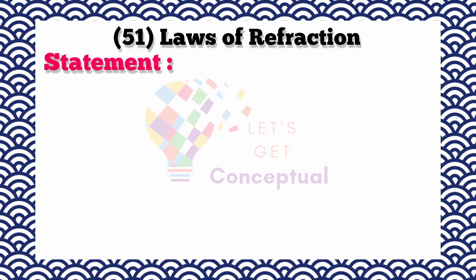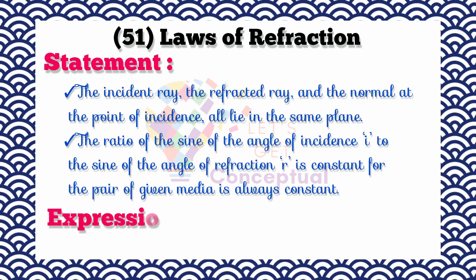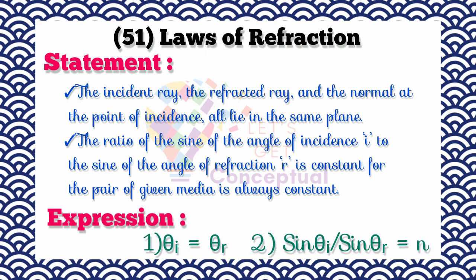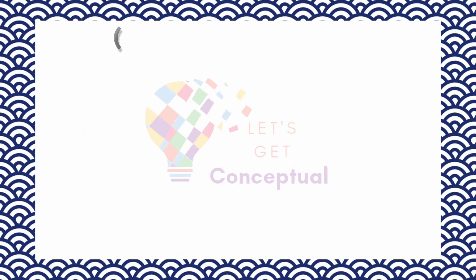Number 51. Laws of reflection. Statement: The incident ray, the reflected ray, and the normal at the point of incidence all lie in the same plane. The ratio of the sine of angle of incidence i to the sine of angle of reflection r is constant for the pair of given media. Expression: 1. Theta i is equal to theta r. 2. Sin theta i over sin theta r is equal to n.